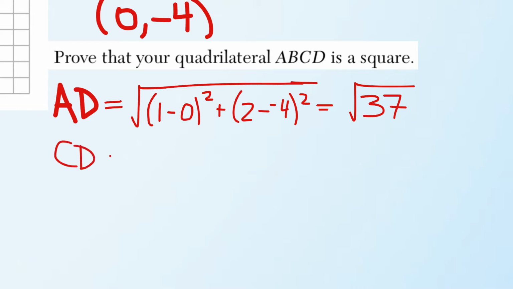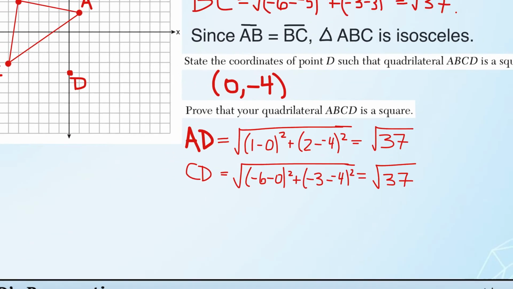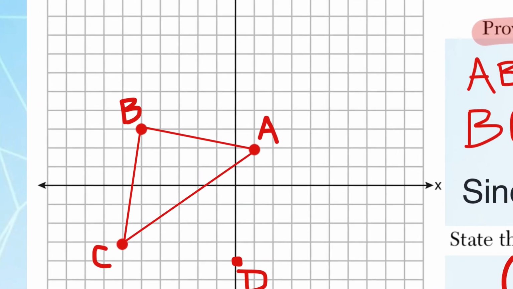And then to find the length of CD, we'll take the square root of -6 minus 0 squared plus -3 minus -4 squared. And that also gets us root 37. Next, let's focus on proving or calculating the slopes of these lines. I'm going to do that over here. Let's start by looking at the slope of our line from B to A, or AB, I guess. So the slope of BA.